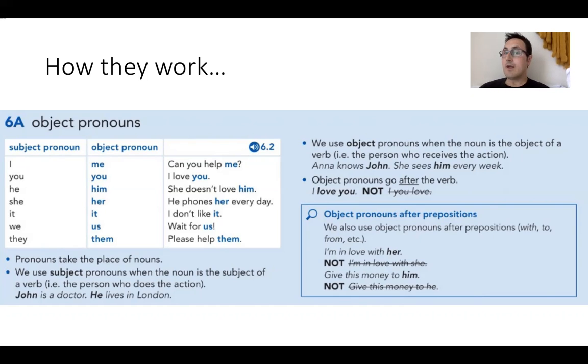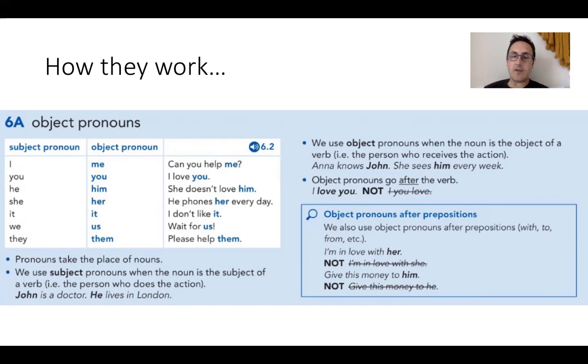All right. So to keep it easy, the subject pronouns go before the verb, and the object pronouns go after the verb, because subject pronouns are the subject of the verb and the object pronouns are the object of that verb. They receive the action.